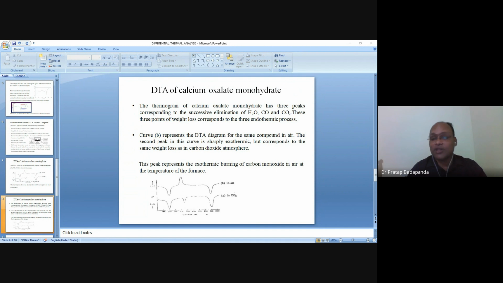Carbon dioxide has a resonating structure, but carbon monoxide has a triple bond, with one dative bond. The triple bond is very strong, a stable structure. So when it undergoes oxidation in the furnace, it forms carbon dioxide.